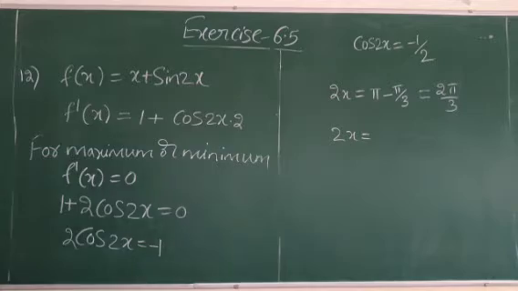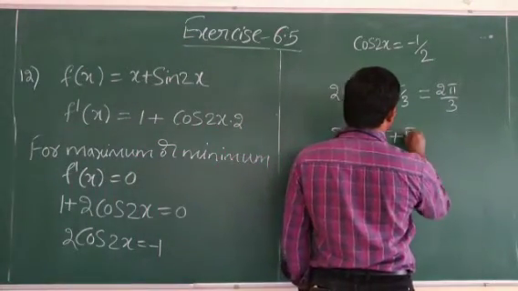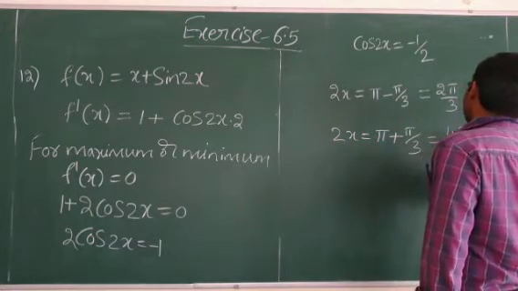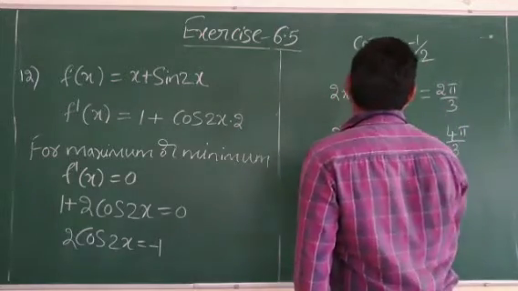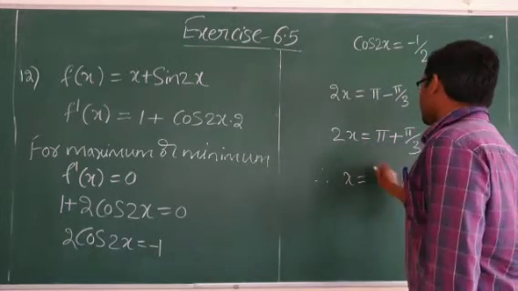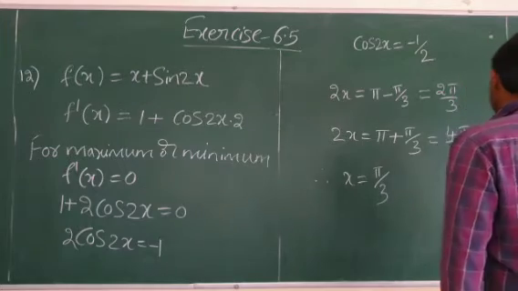And even in third quadrant also we get the value, because in third quadrant also it is negative. So we get pi plus pi by 3, which is equal to 4 pi by 3. So if 2x is 2 pi by 3, then x will be equal to pi by 3.